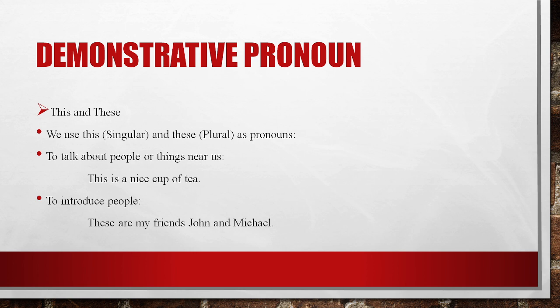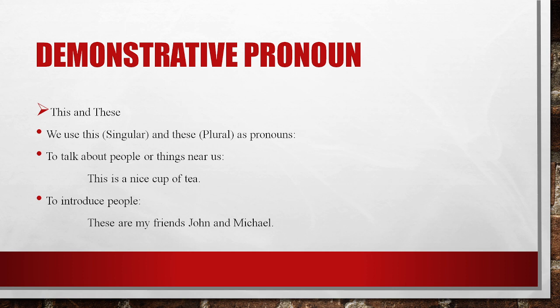Demonstrative pronouns: this and these. This is a pen, and these are all my apples. So we use the singular this and plural these as pronouns to talk about people or things near us. This is a nice cup of tea. To introduce people also, these are my friends John and Michael.